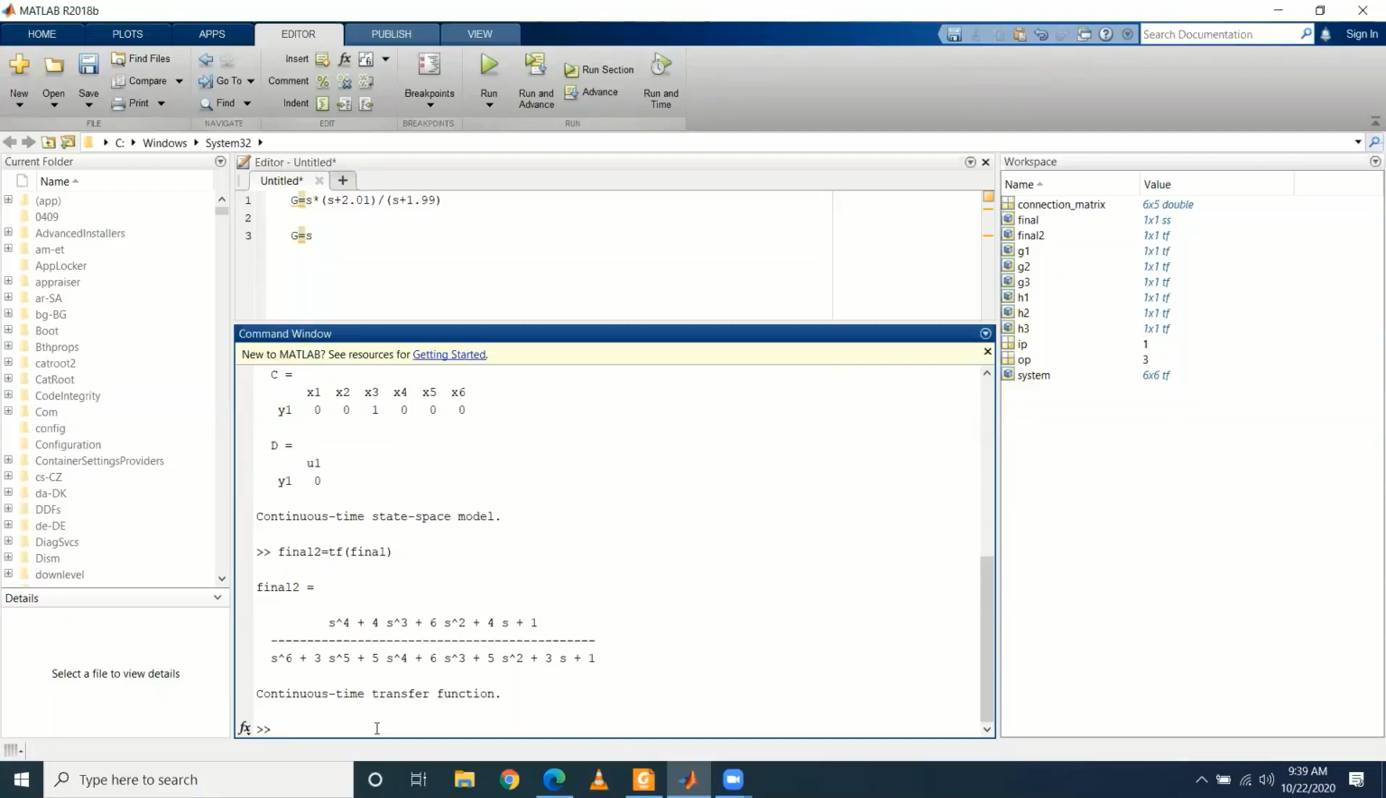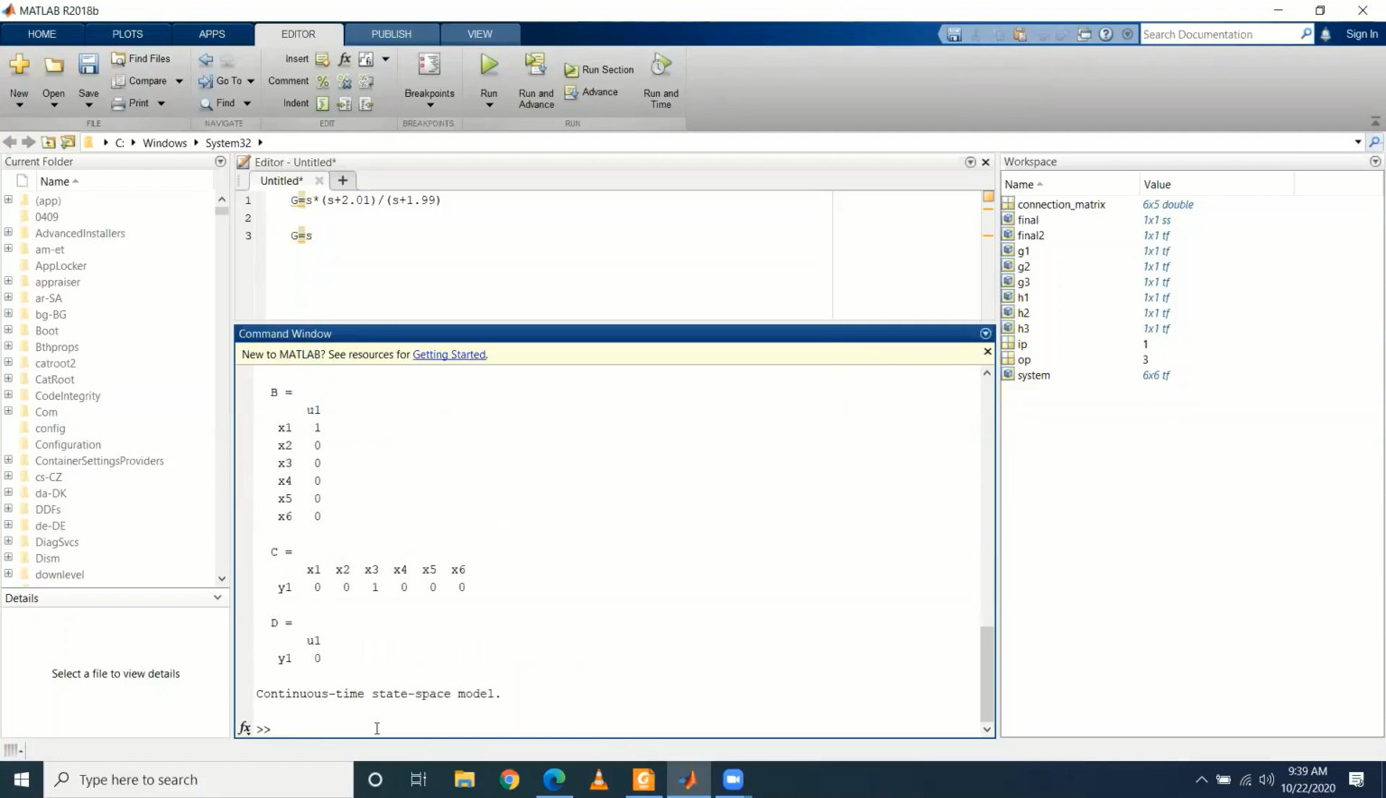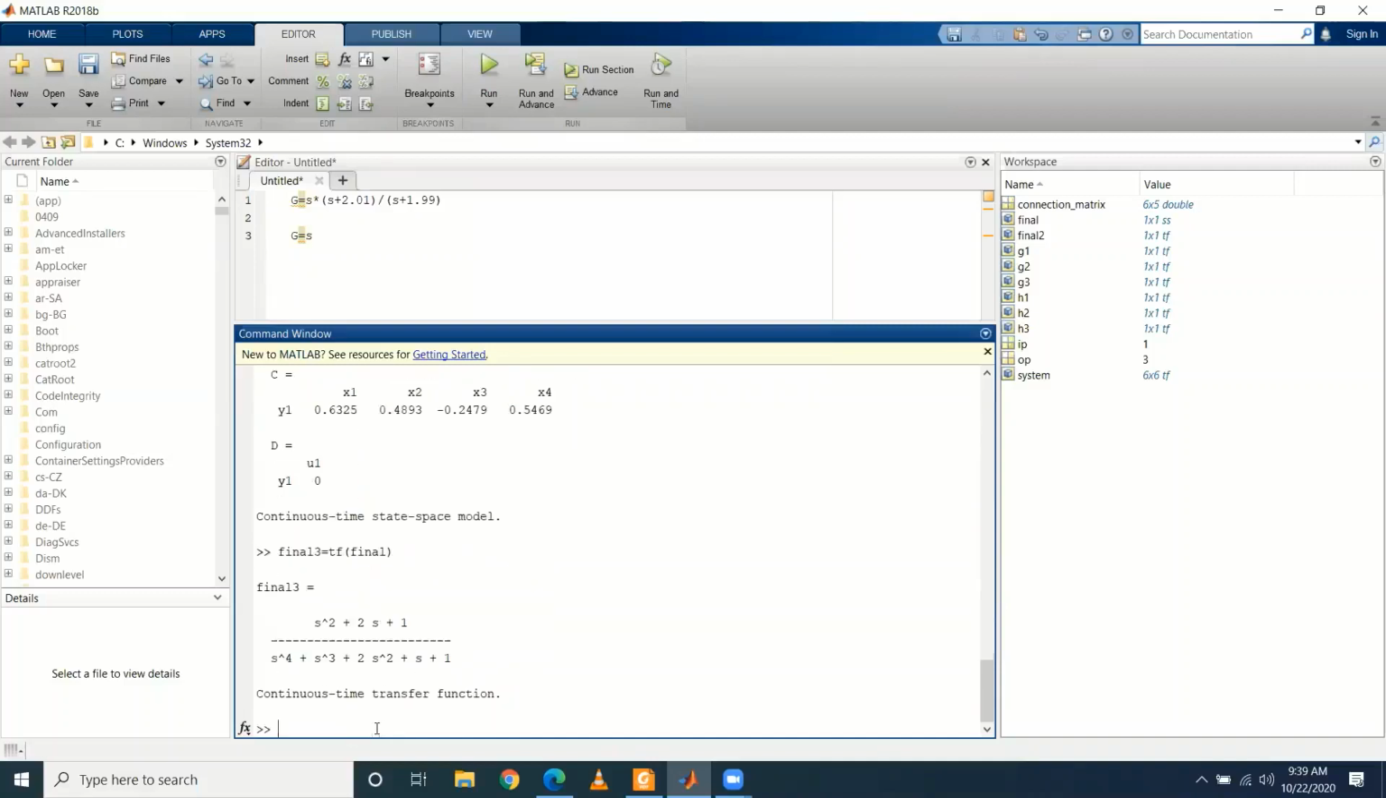So originally we had final, right? What if you make final equal to minreal of final? So now we have minreal done. Then again use final3 equal to TF of final. So this is the transfer function that we get after using minreal. Without using minreal, what did we obtain? We obtained final2.